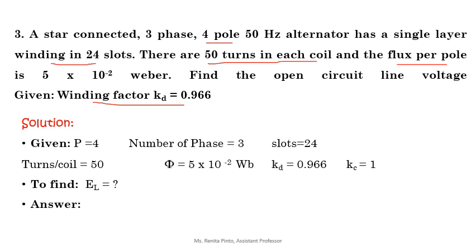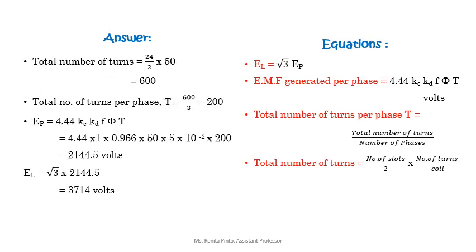So what we have to find out is the line voltage. So let us see how we can do that. In this question, they have asked you to calculate the line EMF. Now how can you calculate the line EMF? You can see here EL is equal to root 3 E phase. Unless you know the EMF generated per phase, you can't calculate the line EMF. So first you will have to calculate the EMF generated per phase, 4.44 Kc Kd f phi T volts.